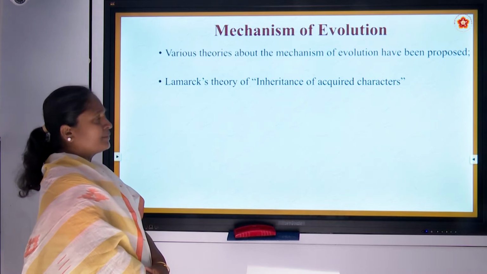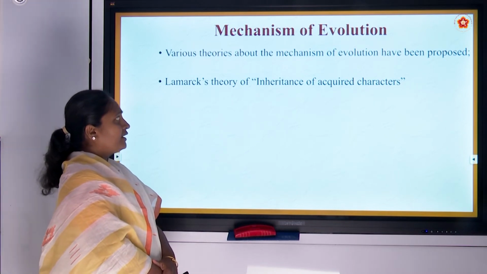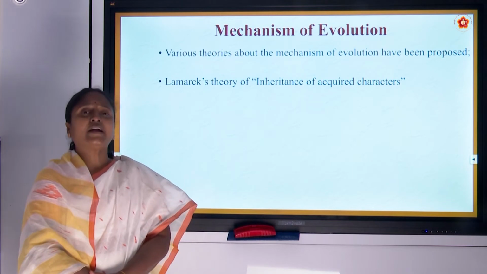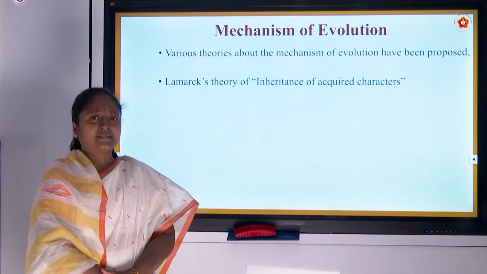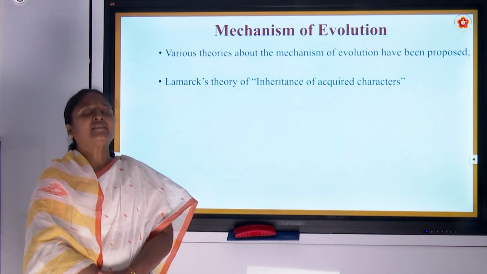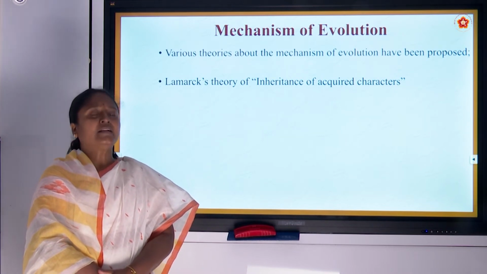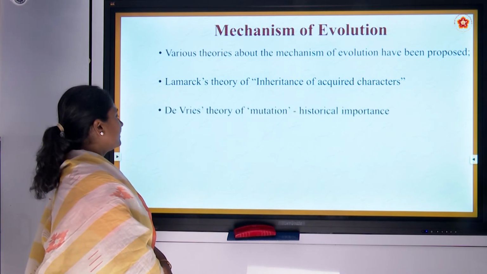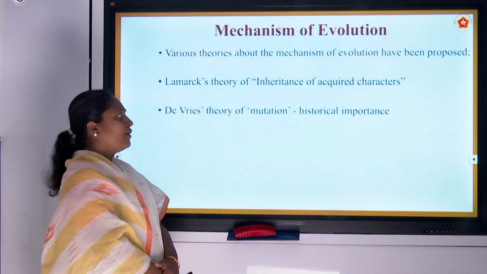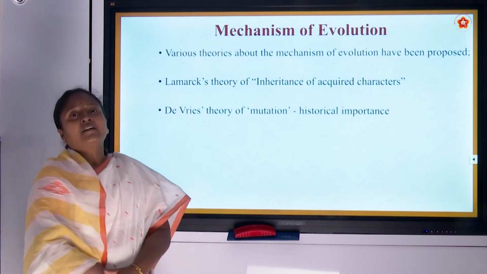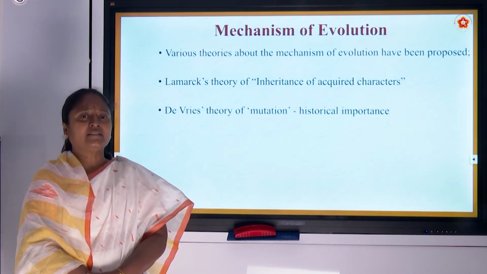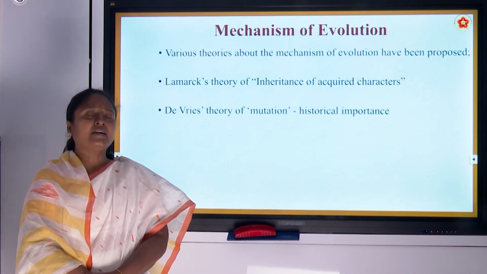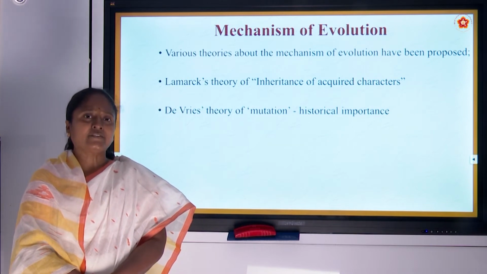The first well accepted theory is Lamarck's theory of inheritance of acquired characters. Acquired characters means that based on the environmental stimulus from outside, the organism will get some kind of character which gets accumulated in the organism, and thereby the organisms have evolved. The second theory is De Vries' theory of mutation. That is, some kind of genetic change, a sudden change which happens in an organism, thereby the organisms are different from each other and that leads to evolution.